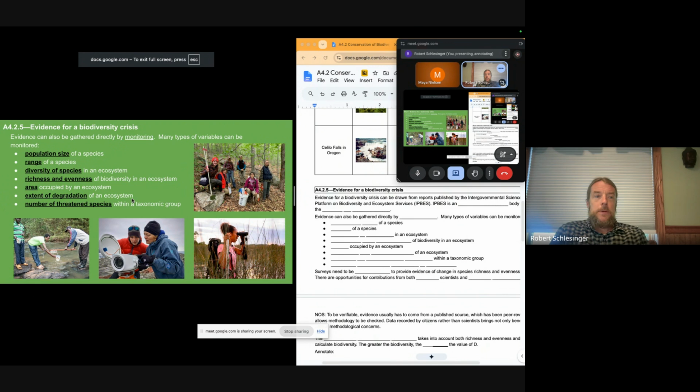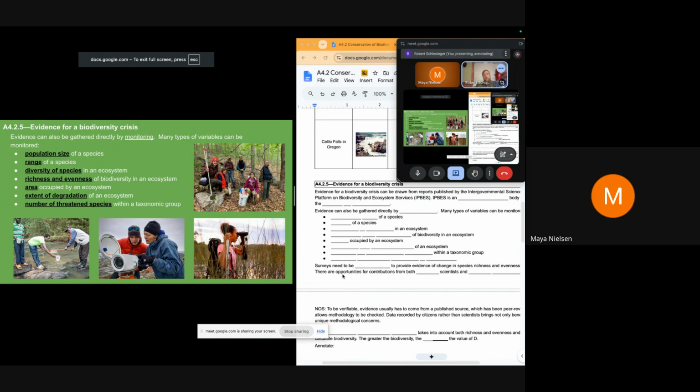So here's some of the information that volunteers might be asked to collect to help inform our biodiversity understanding. And so that could be population size, range, diversity, richness and evenness, which we talked about, area, how degraded it is, and the number of threatened species. And I think all of these correlate to these bullet points here under A4.2. Were you able to get that down? Yeah. Perfect.